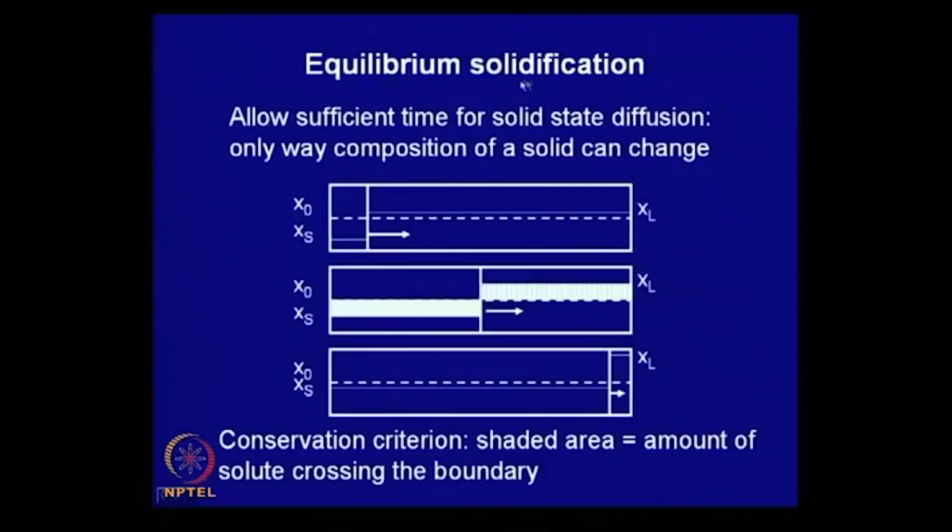Now, equilibrium solidification, which is shown here. When it has just begun, this portion is solid and this is liquid. At an intermediate time, this is the situation, where this interface has moved to this place, and towards the end it has come up to here, the amount of liquid. This area is virtually the amount of solute which has moved into the solid.